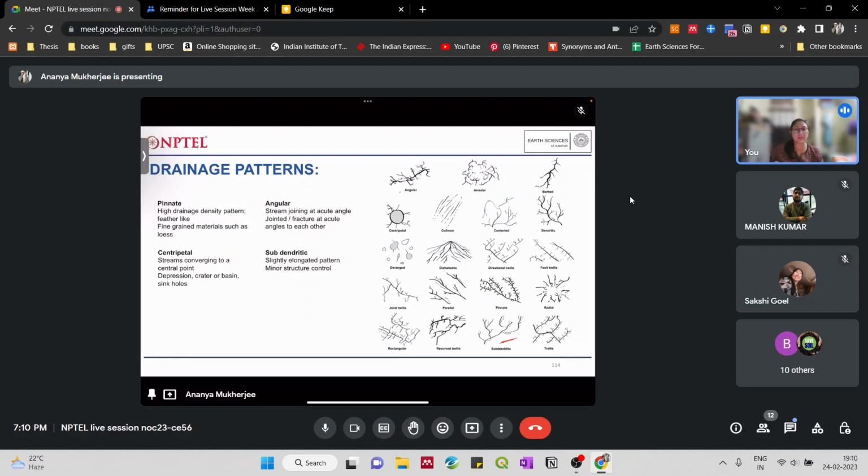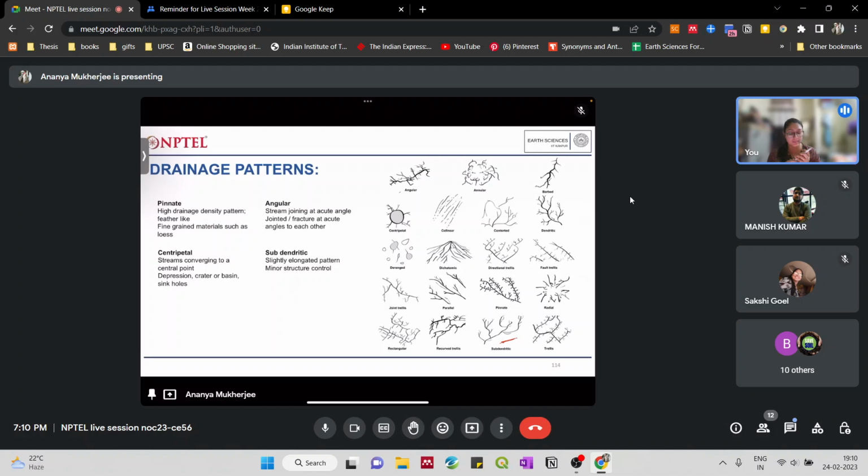Okay, centripetal is similar to radial, but in radial the streams are flowing away from the central accumulation point. In centripetal, the streams are converging and flowing in towards a central point. Okay, so a crater, a basin. These are examples of centripetal drainage basins.